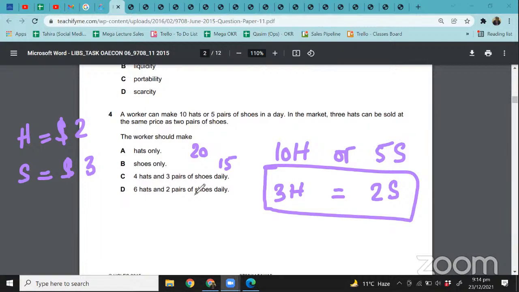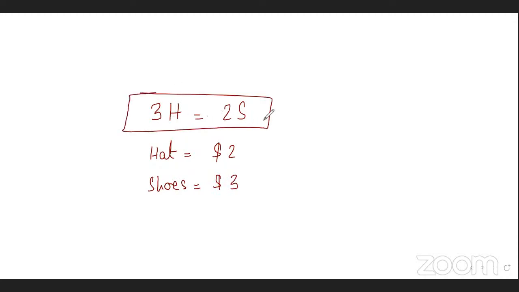Should be A. Zan, did you get this right? So what we did was, because the question said that 3 hats is the same as 2 pair of shoes, what we were supposed to do is to just assume the value. So if I assume the price of each hat to be, let's say, $2, right? So 3 twos are 6, right? And if I assume the price of each pair of shoes to be $3, right? Then this equation will balance, because 3 twos are 6 and 2 threes are 6, right?